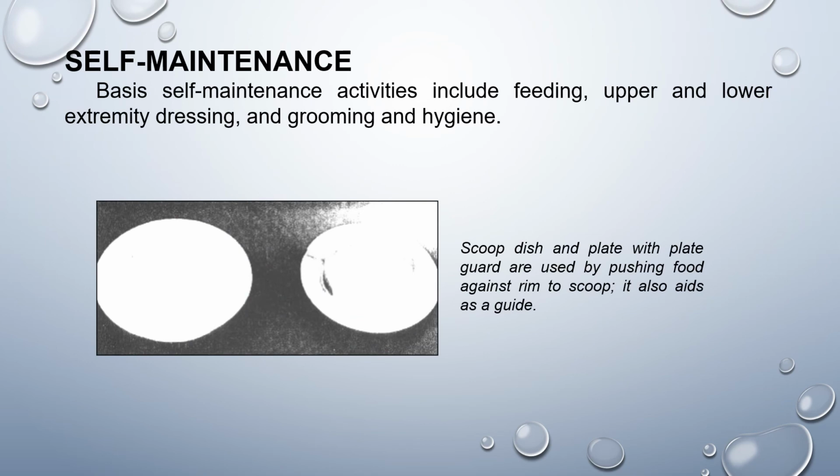Now, we'll proceed with the self-maintenance. Basis of your self-maintenance activities including feeding, upper and lower extremity dressing, and your grooming. Actually, your health maintenance depends upon the affectation of a particular injury to a person, ha? Depende po yun. For example, kamay. So, kailangan niyo yung mga kubiertos. O, di ba, yung spoon and fork and all. So, dapat you have to fit it accordingly to the need of the person or to the need of the client who is happen to be disabled or handicapped.